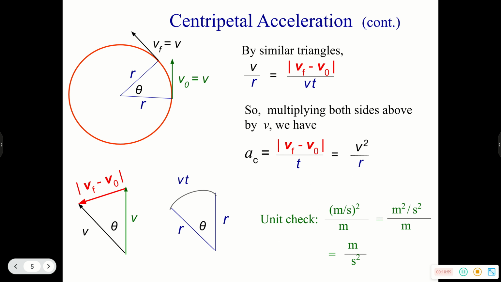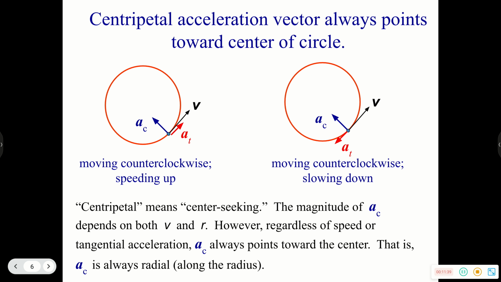When we look at centripetal acceleration, because you have similar triangles, and you know that this is V and that's V, it's V over R, which really is VF minus VI over VT. By multiplying both sides by velocity, we end up getting velocity squared over R. When we do a unit check, it makes sense, because meter squared will cancel with meters, and you're left with meters per second squared, which should always be the unit for acceleration.